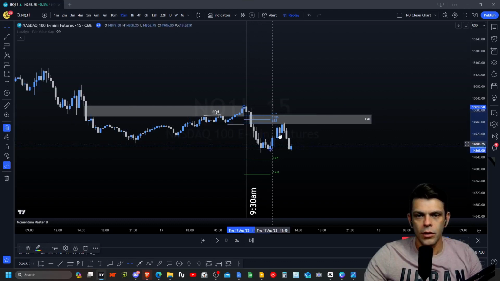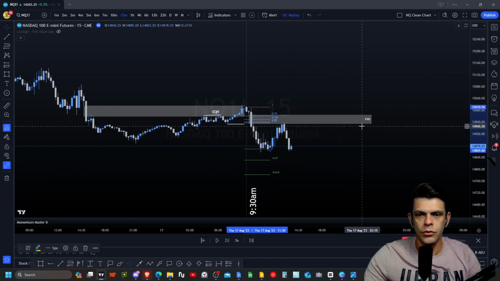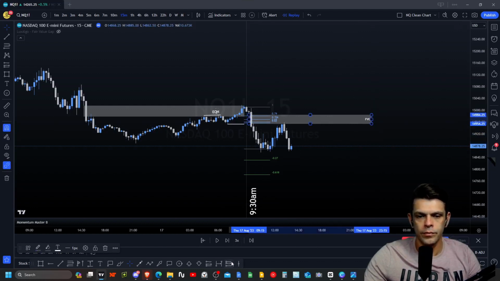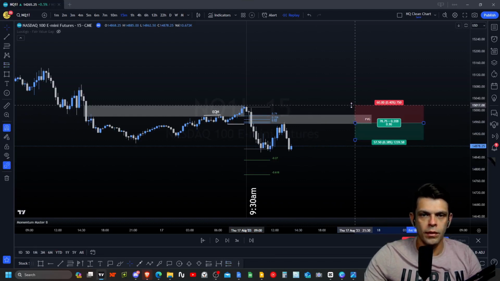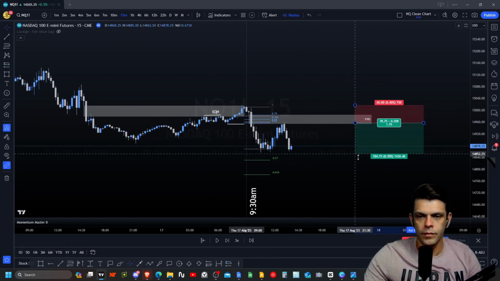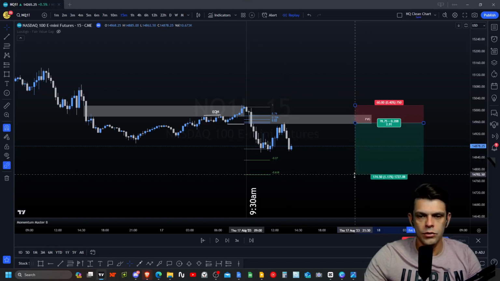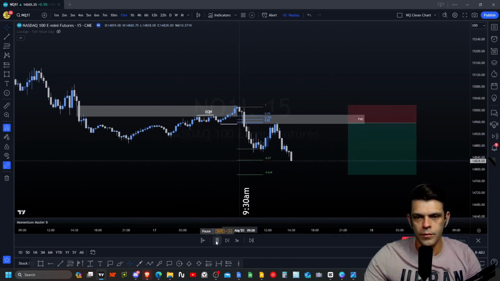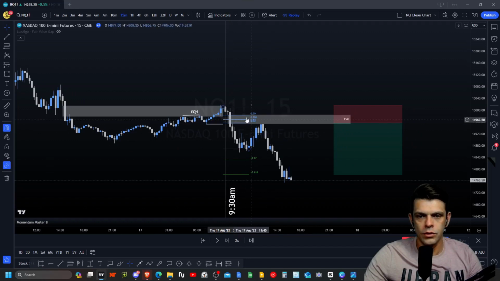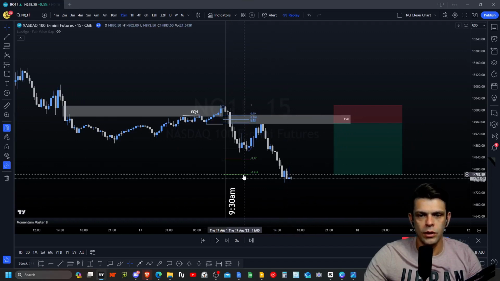Okay, so right there, it traded into the 62% retracement level. So that would have been your entry right there, with your stop above that high right there. TP1 will be at the negative 27 extension and the second one at the negative 62 extension. So let's see if this goes to our stop or to the TPs. And as you can see, it went straight to TP1 and TP2.